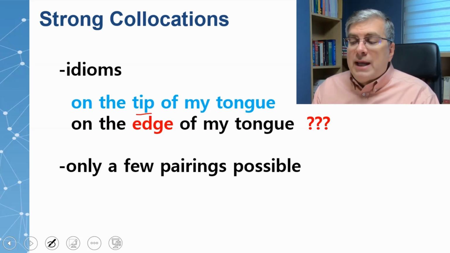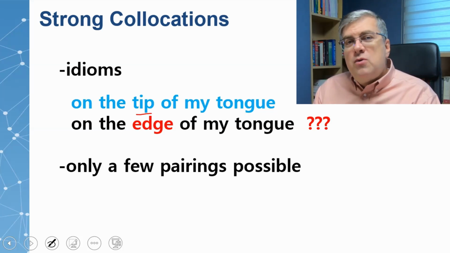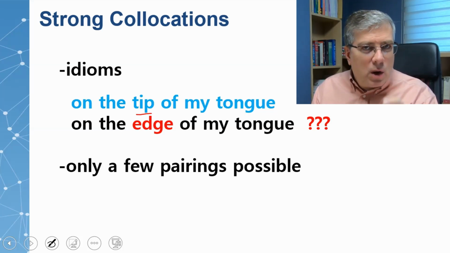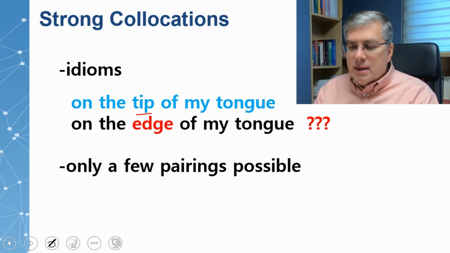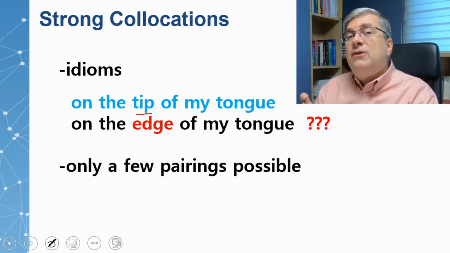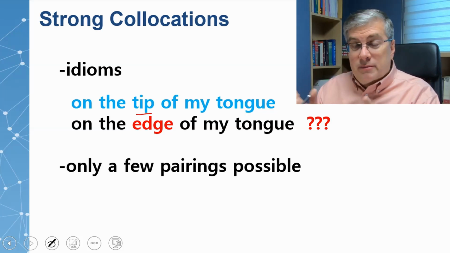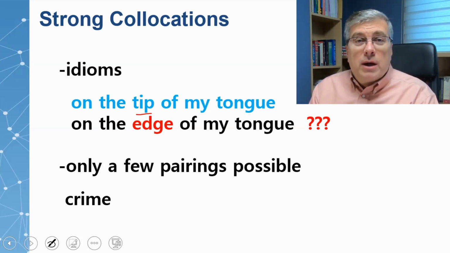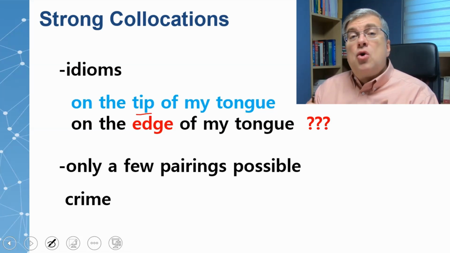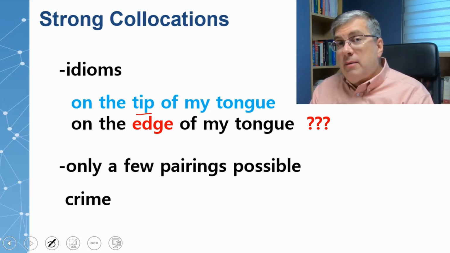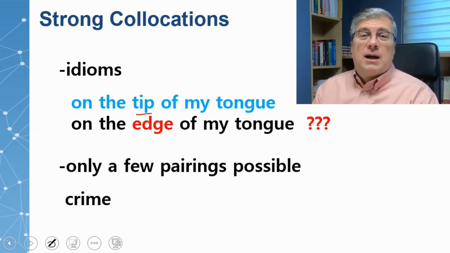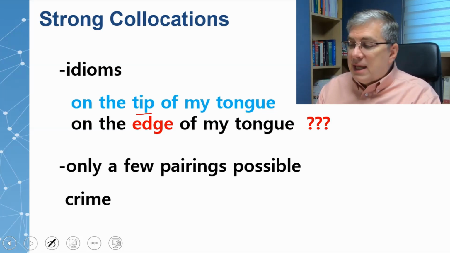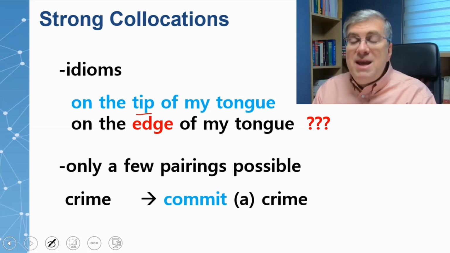Now, other strong collocations are words where there are only a few pairings possible. For example, you hear one word, and when you hear that word, you associate other words that go with that word. There are only a few possible combinations. For example, crime. Crime is a noun. What is the verb that is normally associated with crime? It's not do. You wouldn't say he did a crime. You would say he committed a crime. So commit a crime is usually the combination that we have.